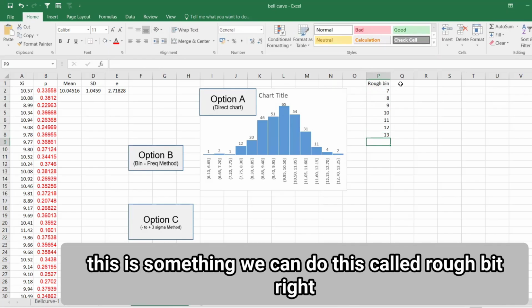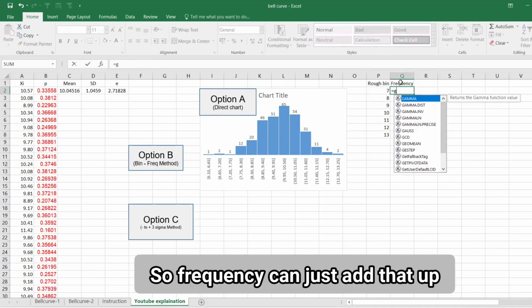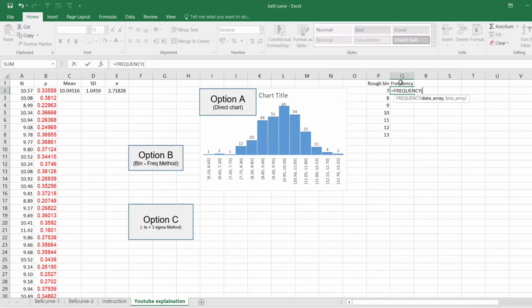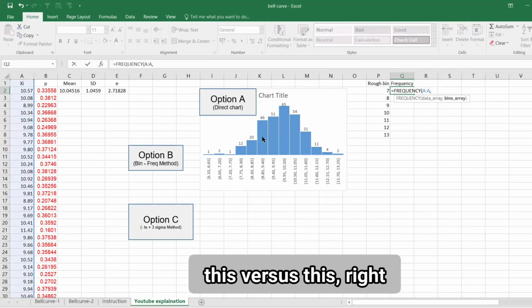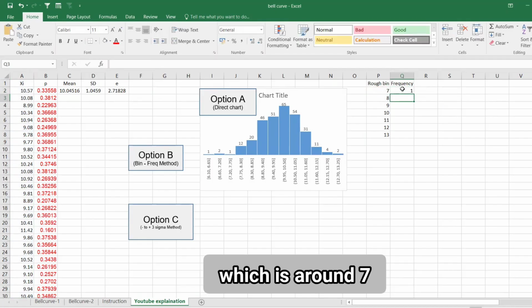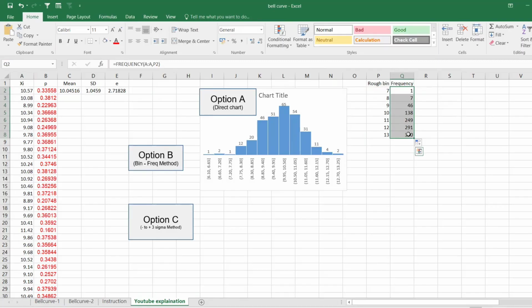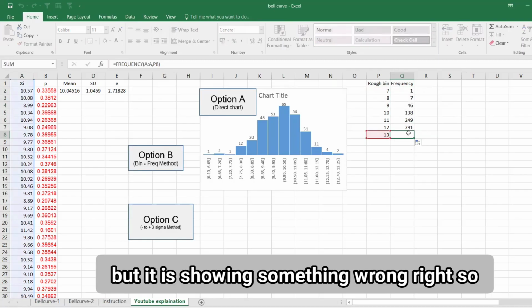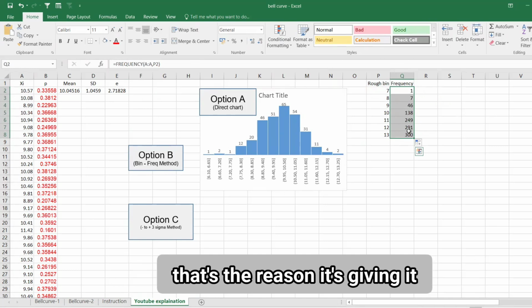This is called a rough bin, right? And then we can have the frequency. So the frequency we can just add up. Let's say you want to add the frequency of this versus this, right? There is only one value, which is around 7. And then you drag that down, right? But something is wrong with this. Some value should be 100, but it is showing something wrong. Maybe my Excel is an older version, so that's the reason.